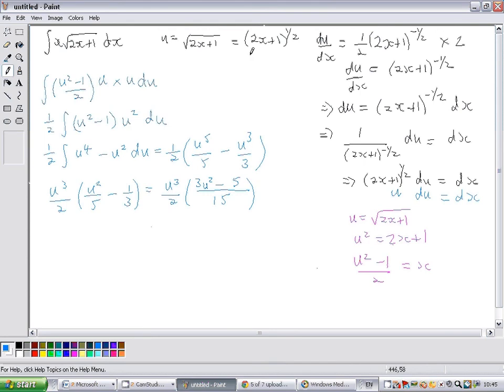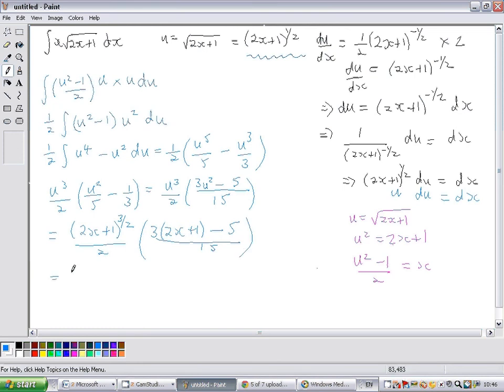So u cubed over 2, well, if you cube something that is already square rooted, that gives you a power of 3 over 2. And I've noticed in the answer that there is a term with power 3 over 2, so that's good. And then in the brackets we're going to have 3u squared. Now u squared would be just 2x plus 1. Take away 5, all over 15. So we're hoping that this will tidy up to give the thing that is the answer. So let's have a check.